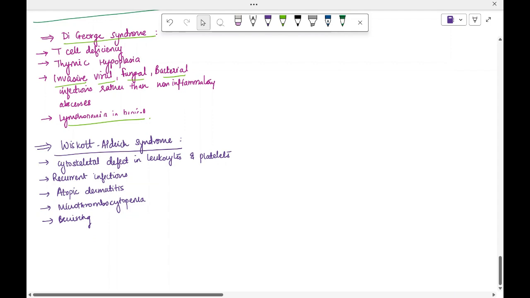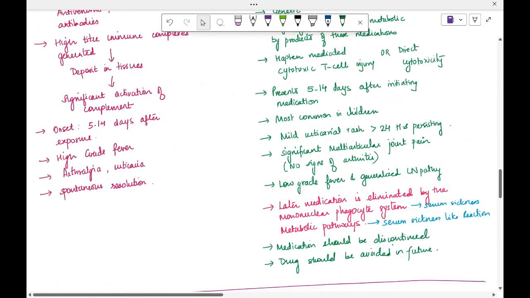Next one is Wiskott-Aldrich syndrome. Now, this is slightly different. There is a cytoskeletal defect in leukocytes and platelets. There are recurrent infections. There is atopic dermatitis. There is microthrombocytopenia. There is bruising. So, from this bruising and the low platelet count, we can differentiate it. Okay, that is again simpler.